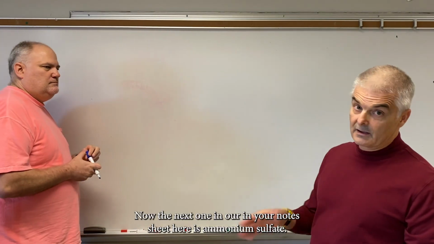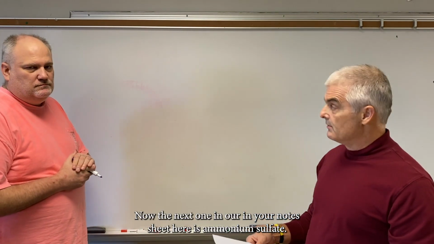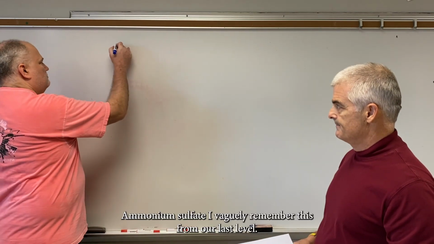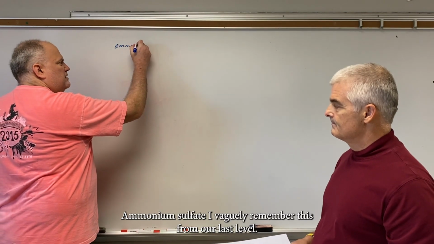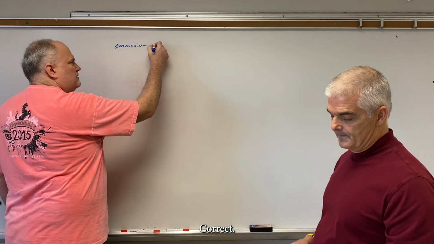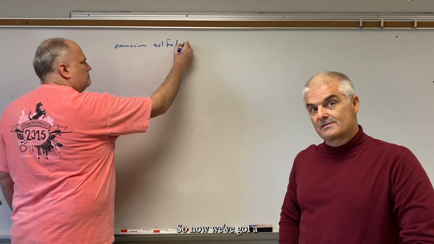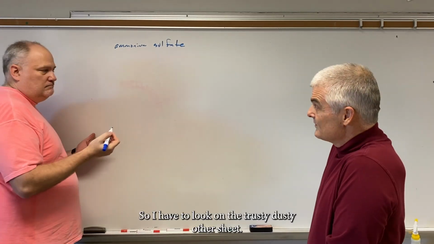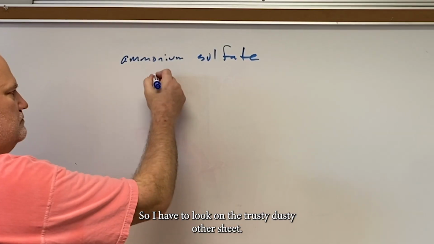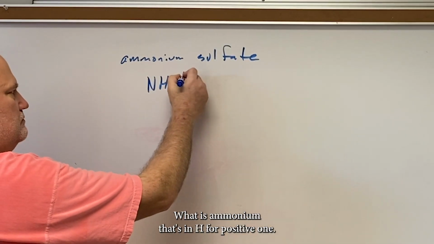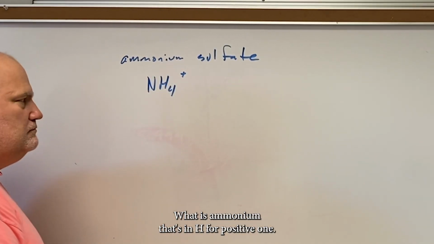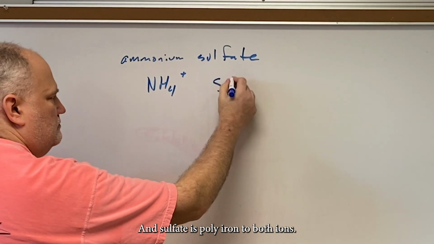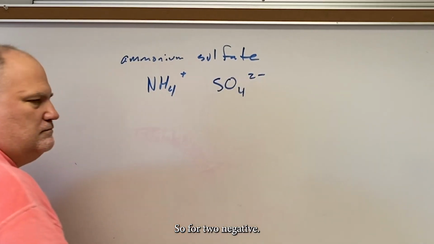Now the next one in your notes sheet here is ammonium sulfate. I vaguely remember this from our last level, correct? Yeah. So now we've got a compound, and we have to actually figure out the formula. So you have to look on the trusty dusty sheet. What is ammonium? That's NH4 positive 1. And sulfate is SO4 2 negative. They're both polyions.